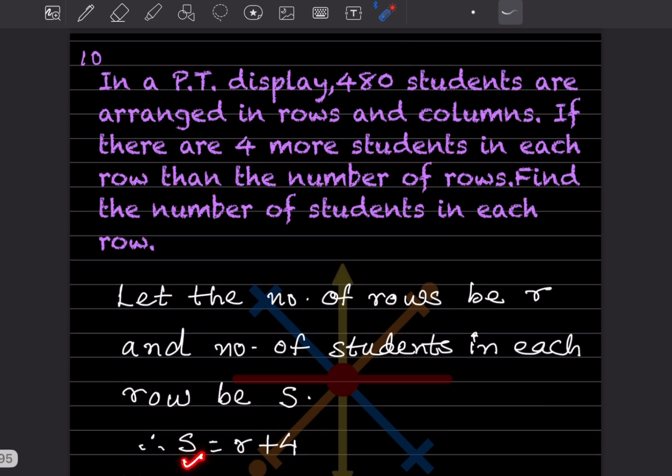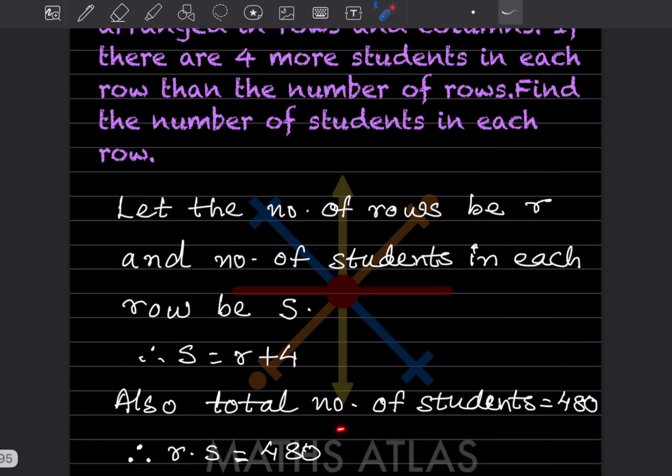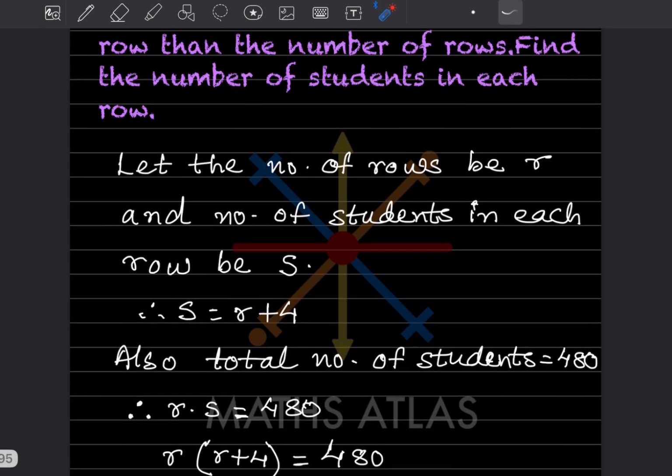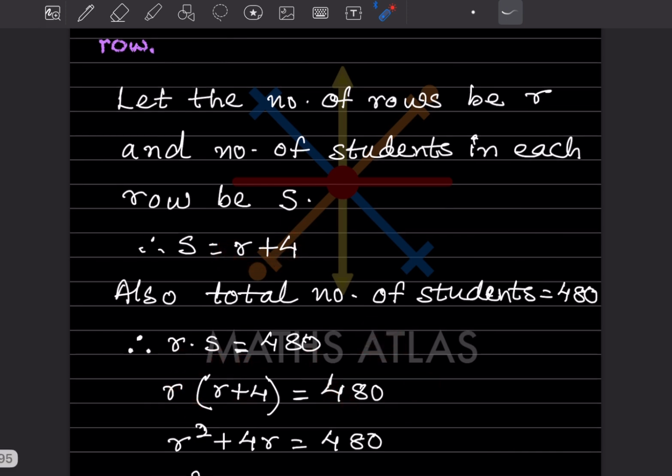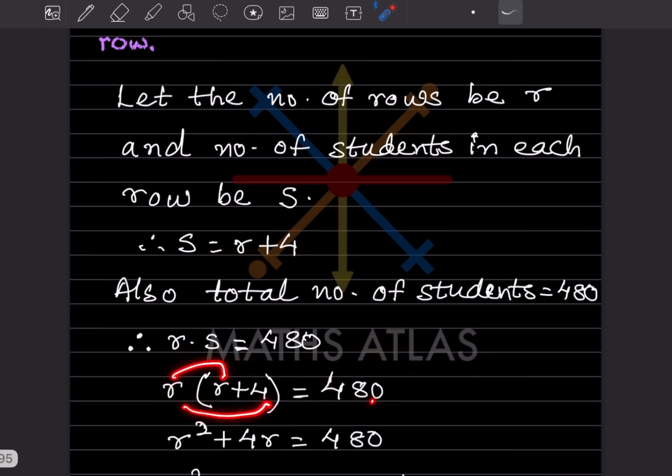So we can say S will be R plus 4, because there are 4 more students in each row than the number of rows. Also the total number of students given is 480. So we can write R into S is going to be 480. In place of S, we write R plus 4. This is the important step we have to see: R into S is equal to 480. So R into R plus 4 is 480, so this will be R square plus 4R is 480.